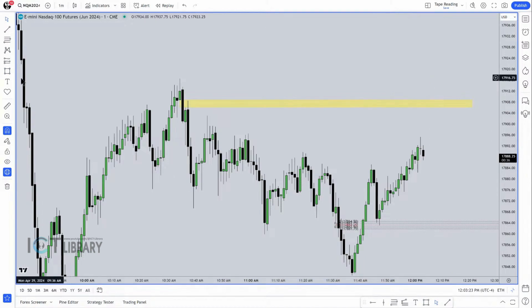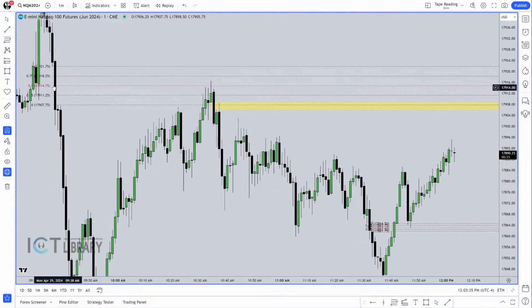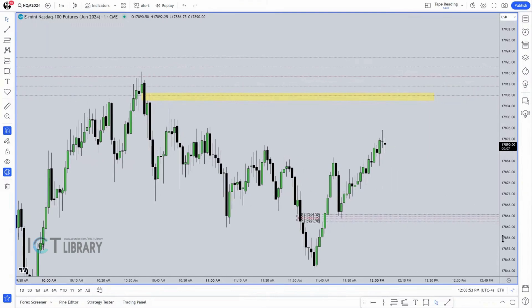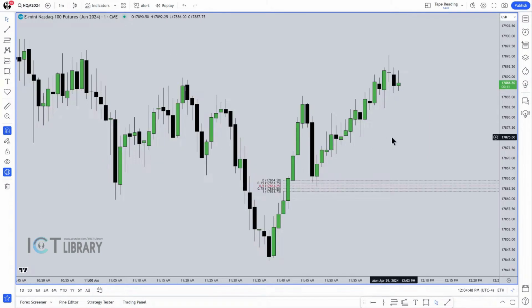And then we have this inefficiency over here that was left open. And we'll do this. See how we went to consequent encroachment, that inefficiency there? Overshot a little bit, but look at the bodies. Then we had a breakdown. Shift in market structure. This model 2022. Where's the sell side? There. That's what it hit.